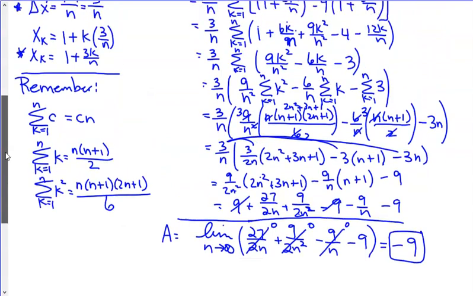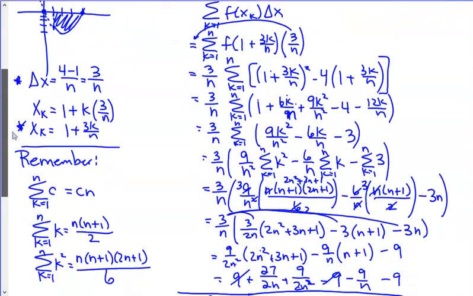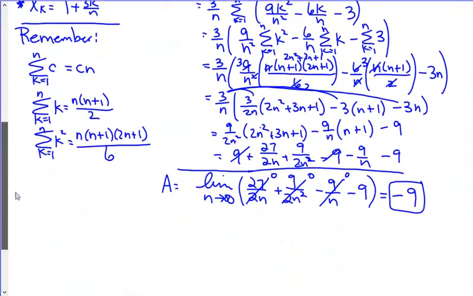Now, should that be? Does it make sense that it's negative? Yes, it is below the x-axis. So therefore, our area, our definite area, or our definite integral of our net area should be negative. Okay? All right, very good.